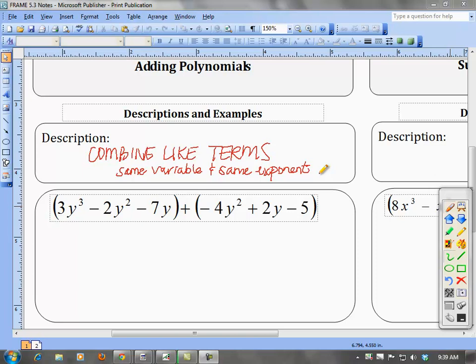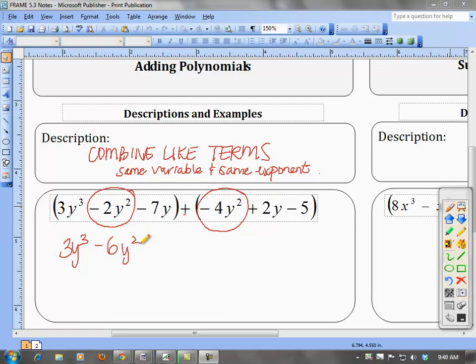Okay, so here's what we're going to do. I start with the highest exponent and then work my way down because that's the order they have to be in the answer anyways. So I'm looking at a y cubed. Are there any other y cubed terms? The answer is no. So I'm just going to write 3y cubed. That one stays. Then I'm going to look at y squared. I have a negative 2y squared and a negative 4y squared. Negative 2 plus negative 4 is negative 6 with a y squared. And you're just combining the numbers.